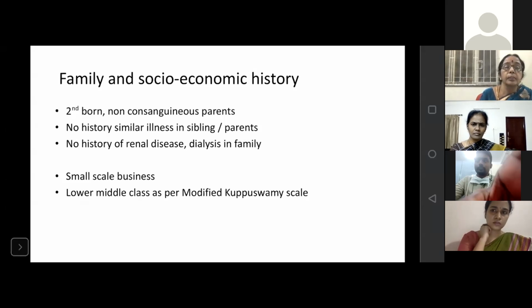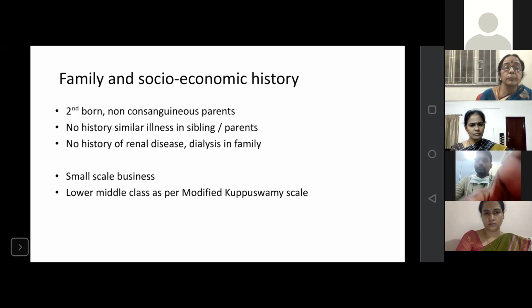Family history: this is a second born baby of non-consanguineous parents. The other sibling is 7 years old, a boy child. There is no history of similar illness in the sibling, or similar illness in the parents during their childhood or at present. There was no history of renal disease in the family, in first and second degree relatives. And there was no history of dialysis done to any member of the family.